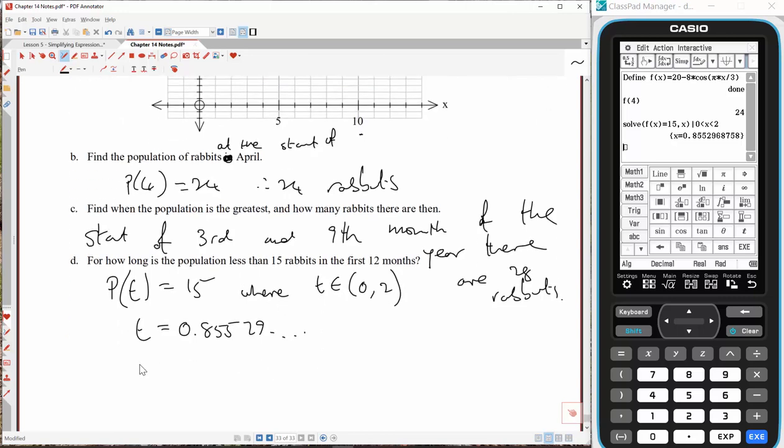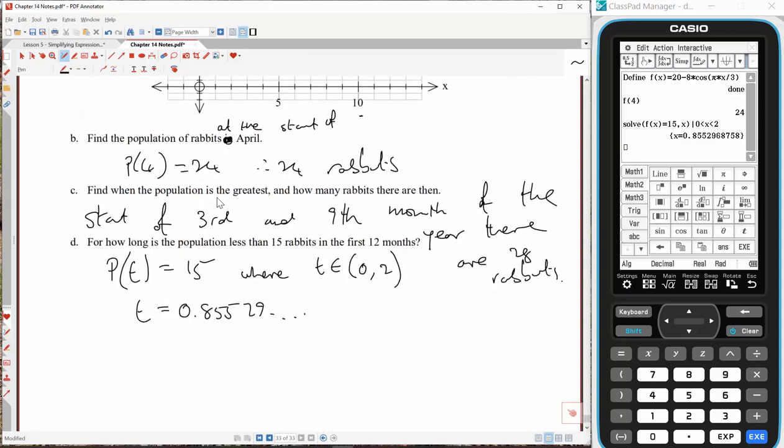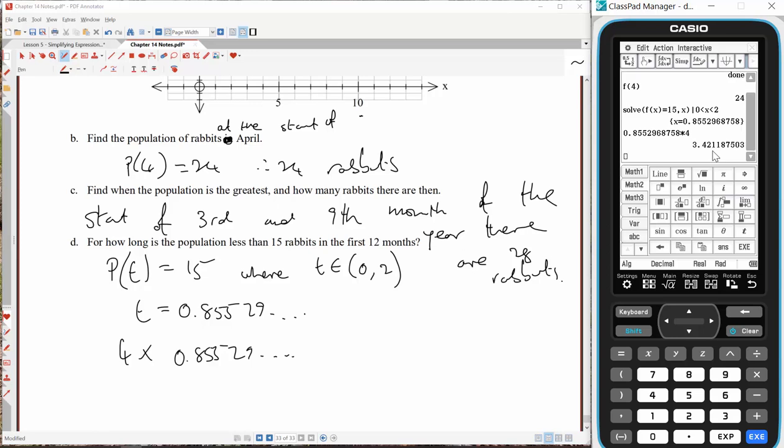All right, so then with that t value, what I'm going to do is go 4 lots of 0.85529 dot dot dot. So let's grab this value here. Equals 3.421187 dot dot dot.